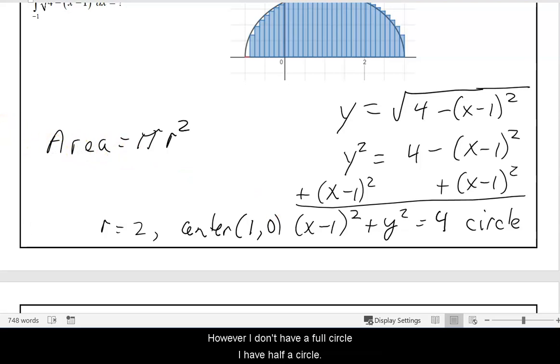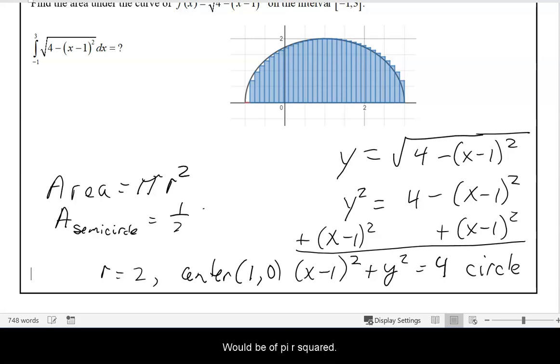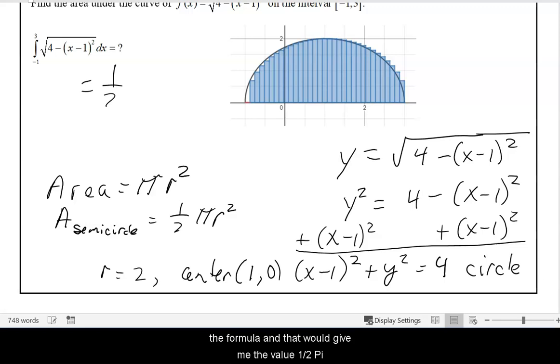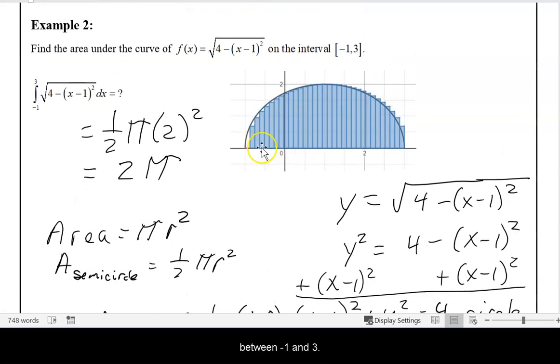However, I don't have a full circle. I have half a circle. That means the area of the semicircle, or half circle, would be half of pi r squared. Since I know that the radius is 2, I can plug the 2 into the formula, and that would give me the value 1/2 pi times 2 squared, which is 4, divided by 2, which would give me 2 pi. That would be the area underneath the curve between -1 and 3.